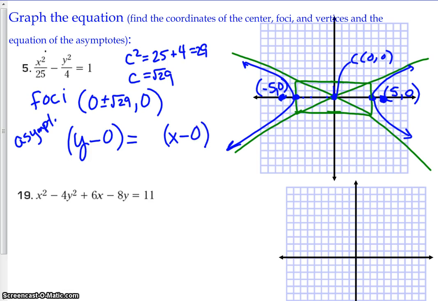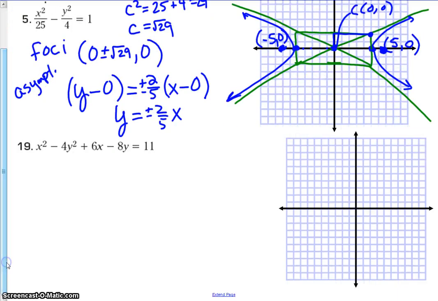And then if you remember, you say how many up and how many over to get from the center to the edge of the box. I had to go 2 up and 5 over, so it's plus or minus 2/5. So if you had y equals plus or minus 2/5 x for an answer, that would be great. Those are the equations of both of those lines there. Okay. Now let me see if I can quickly go through and do number 19.